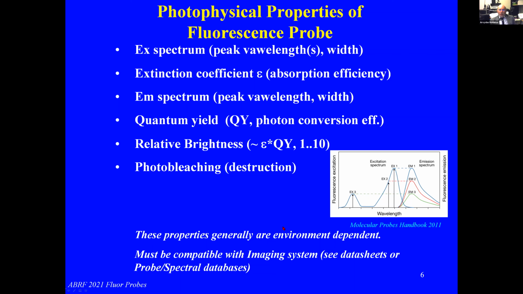For example, a warning when looking at spectra and excitation and emission peaks: make sure that they were measured under physiological conditions, because quite often the spectra are measured in spectrometers, and various non-physiological solvents can be used. Of course, to be used to their best, these properties must be compatible with the imaging system you will be using.